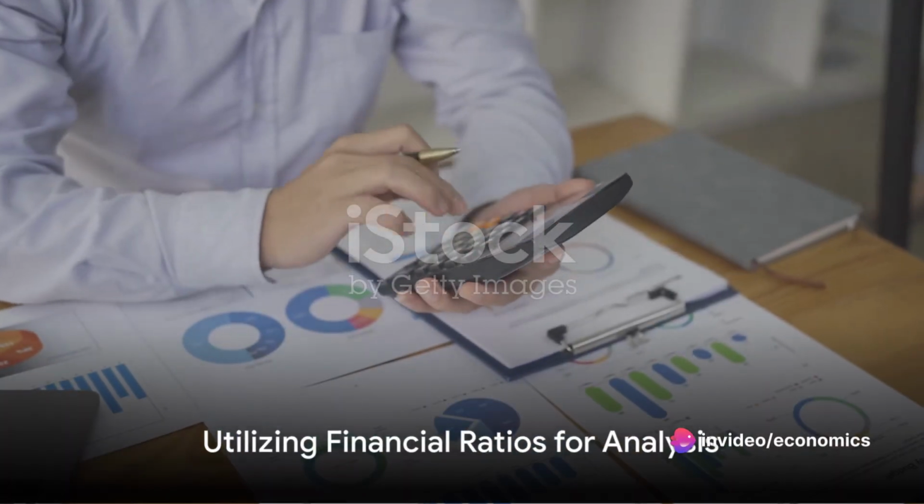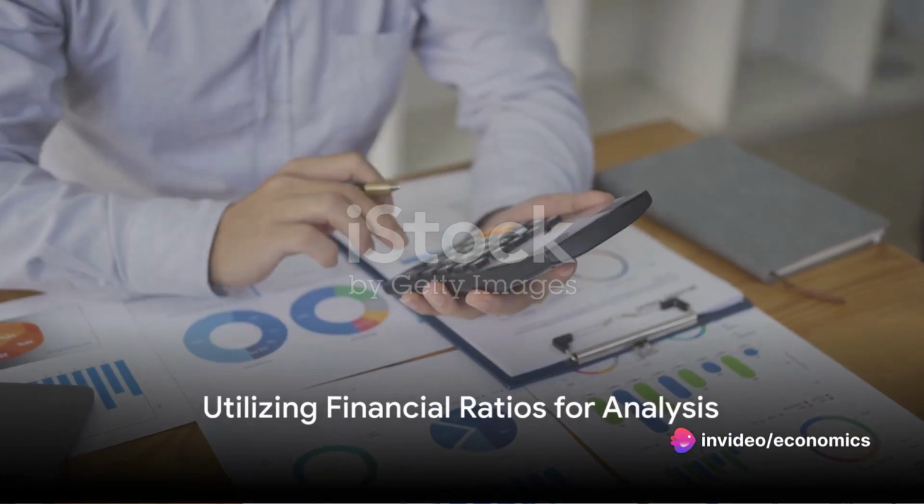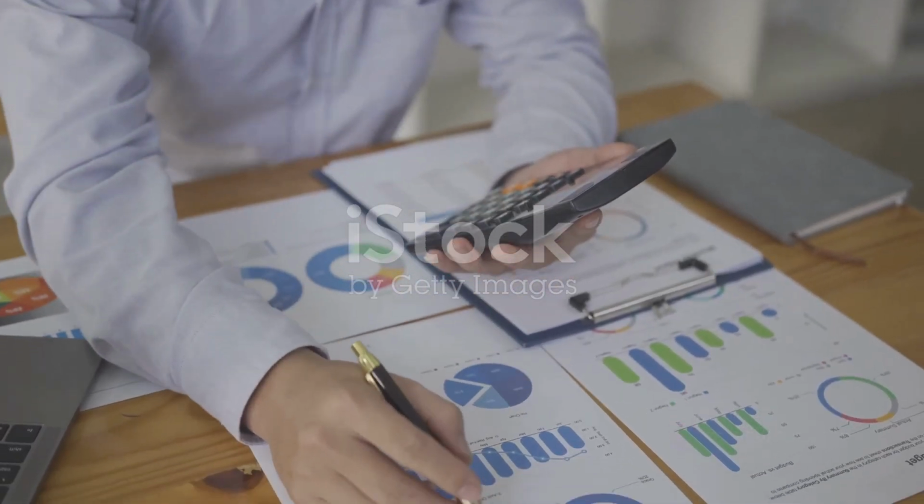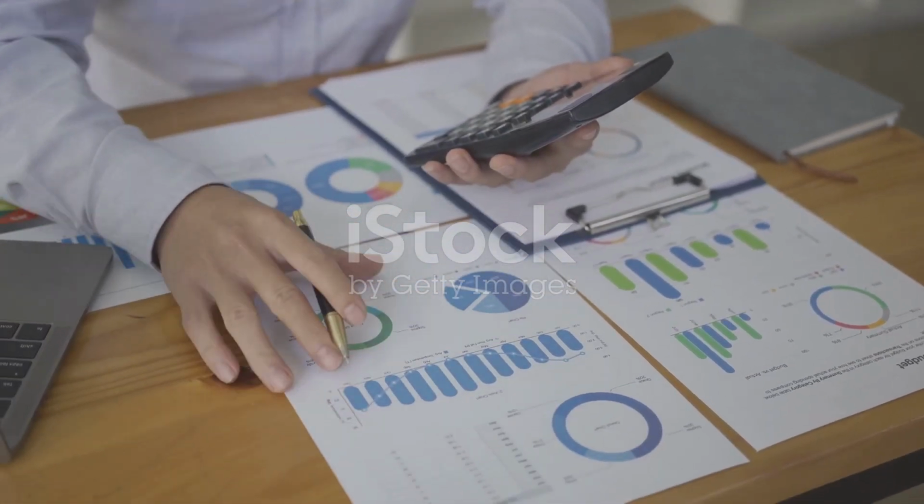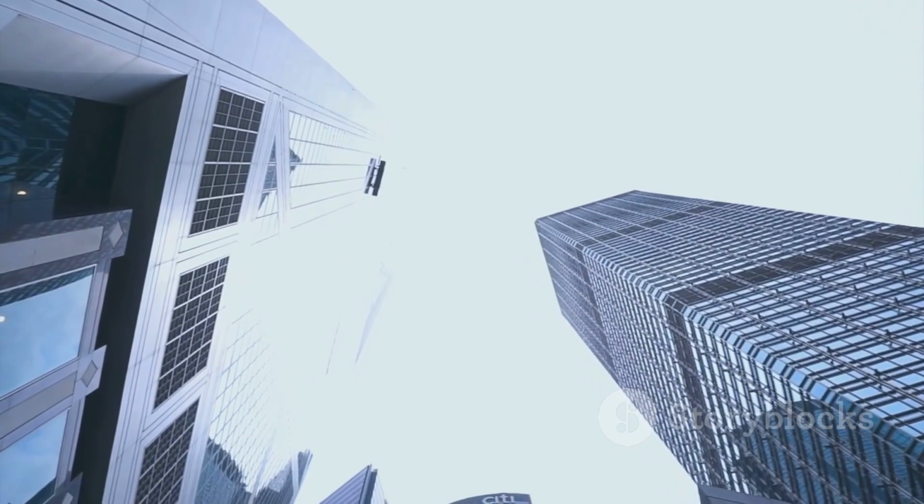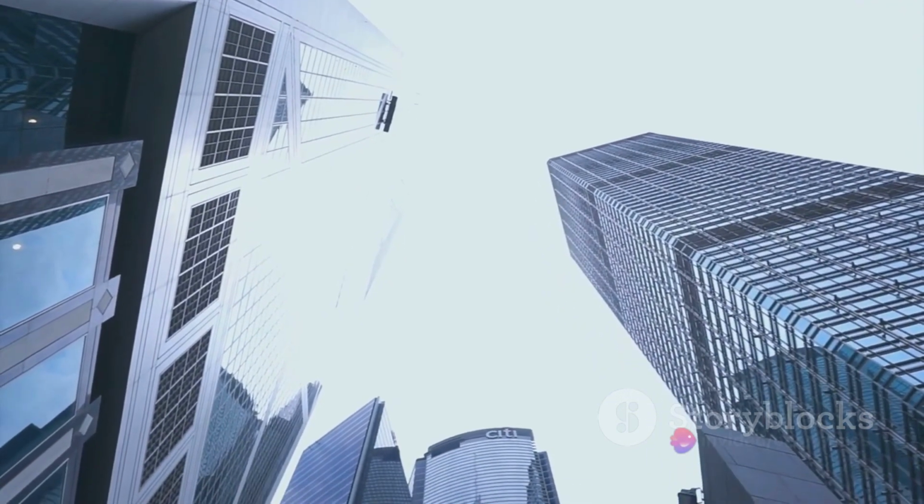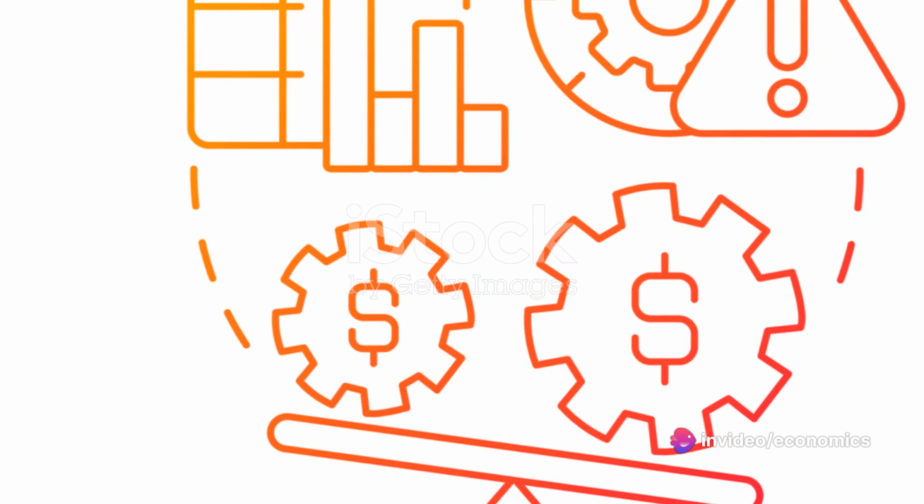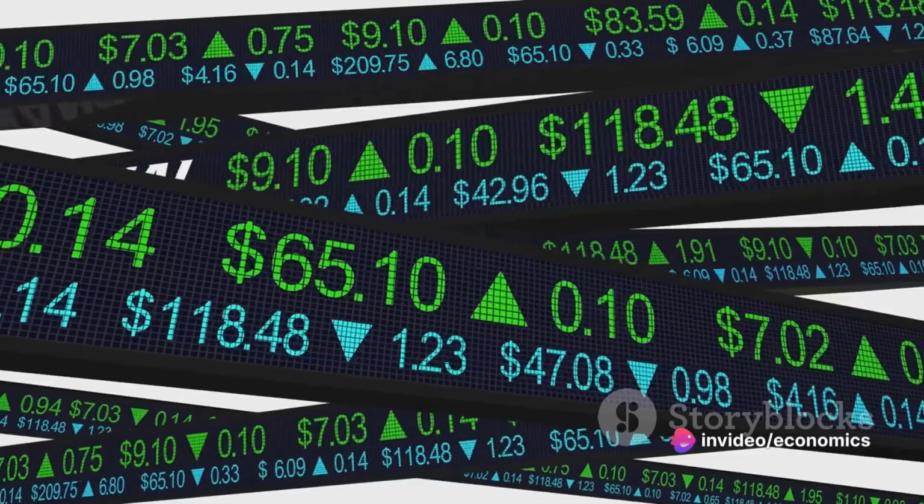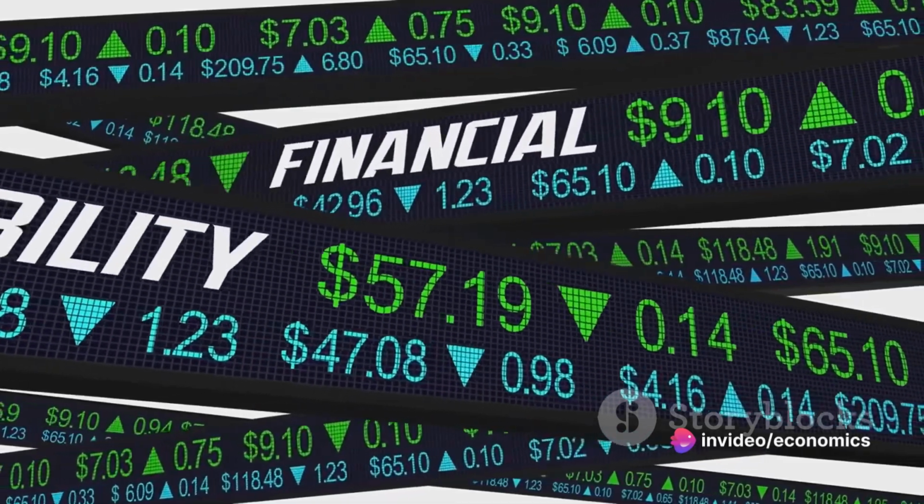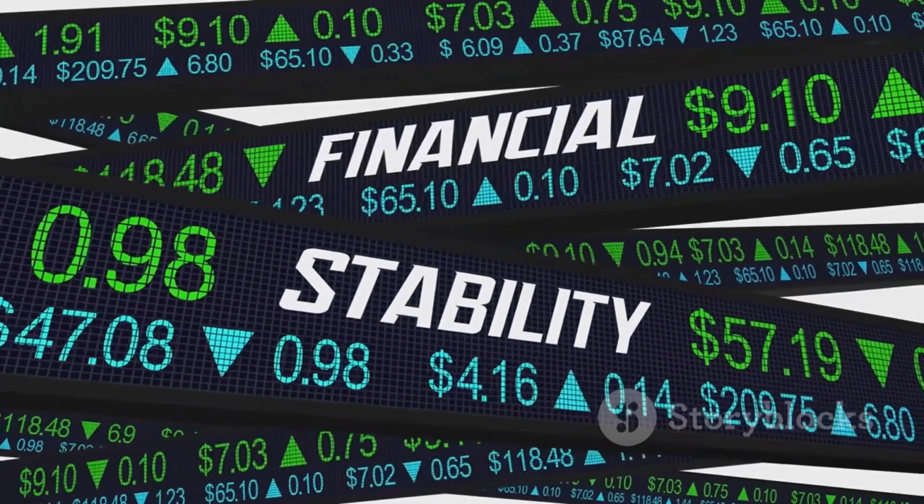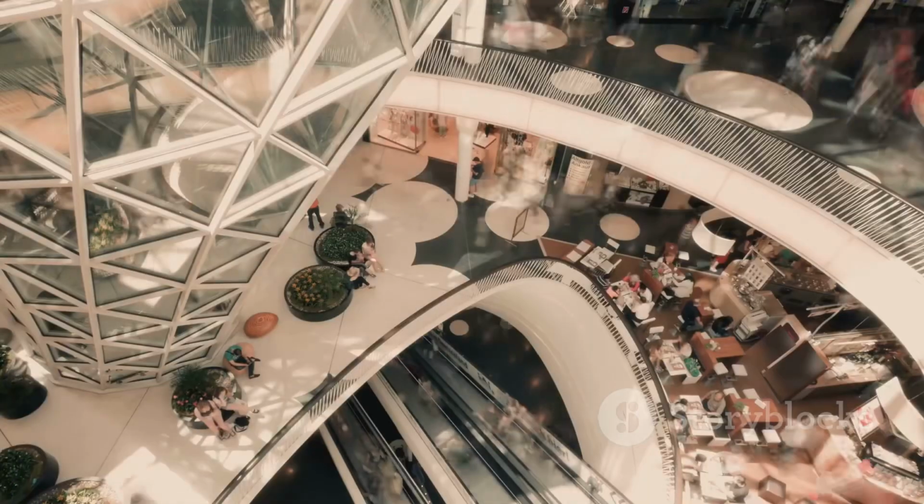The secret to using these ratios lies in comparing them to industry benchmarks, historical data, and competitors. This comparison helps assess the company's performance, financial health, and efficiency. For instance, a higher current ratio indicates better liquidity, while a lower debt-to-equity ratio suggests lower financial risk.